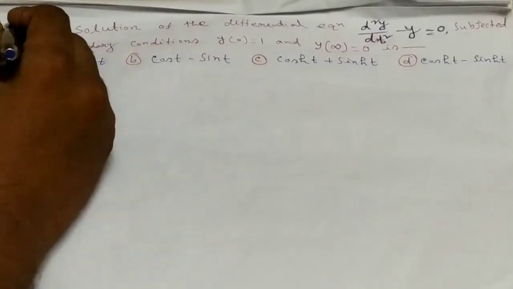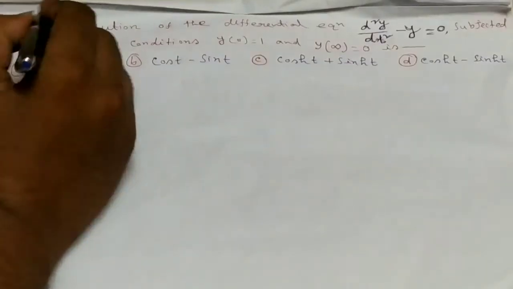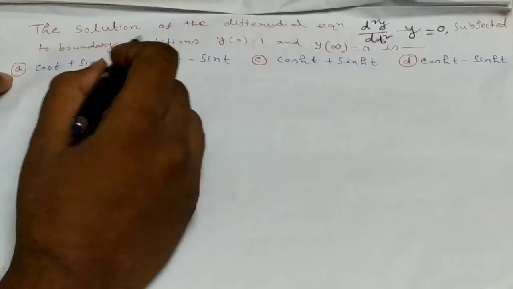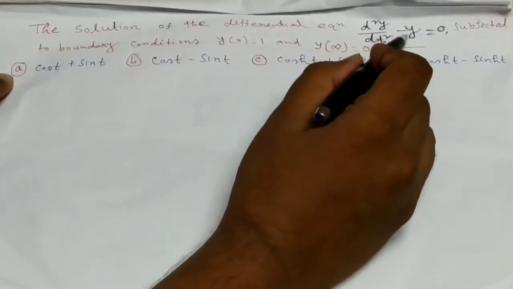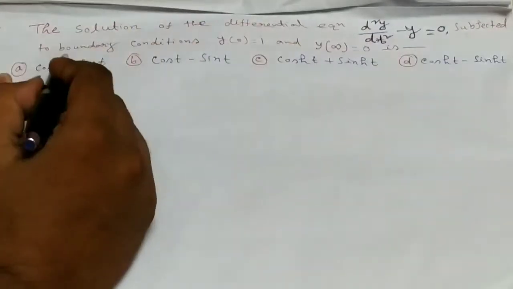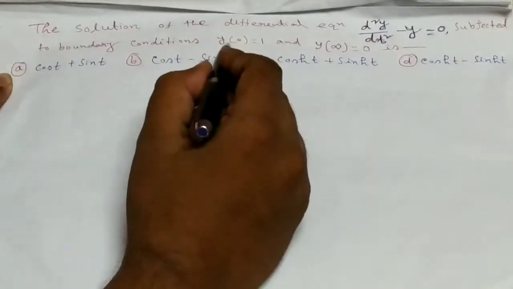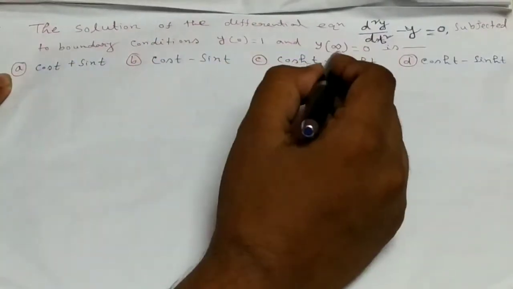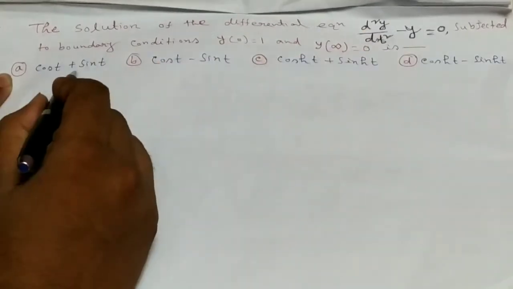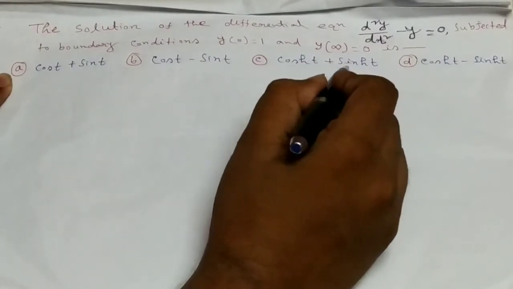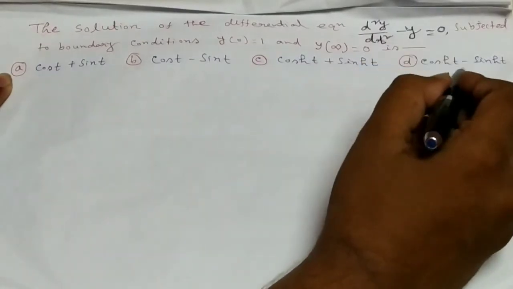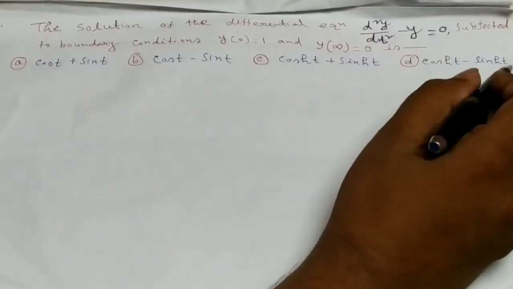The problem is from GATE 2016. The solution of the differential equation d square y dt square minus y is equal to 0, subject to the boundary conditions y(0) equal to 1 and y(infinity) equal to 0, is: cos t plus sin t, cos t minus sin t, cos hyperbolic t plus sin hyperbolic t, cos hyperbolic t minus sin hyperbolic t.